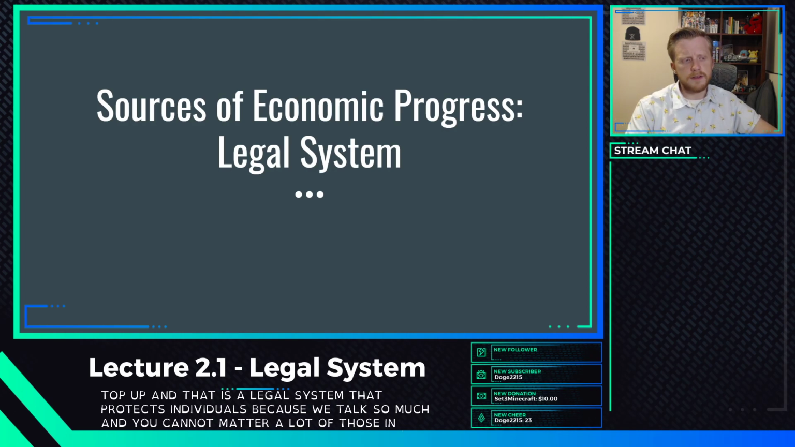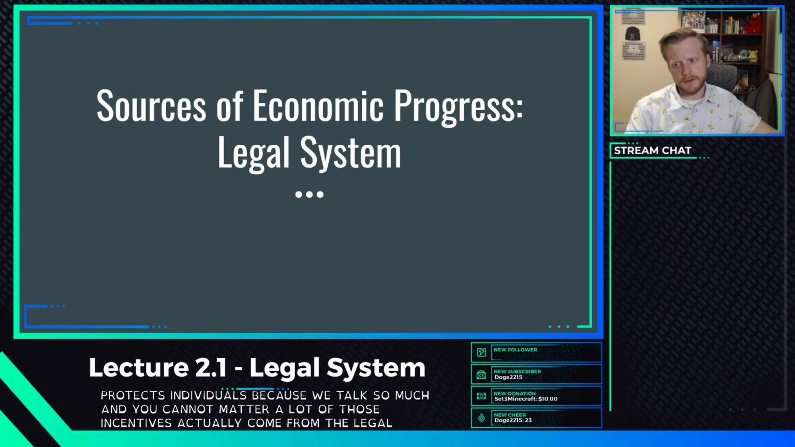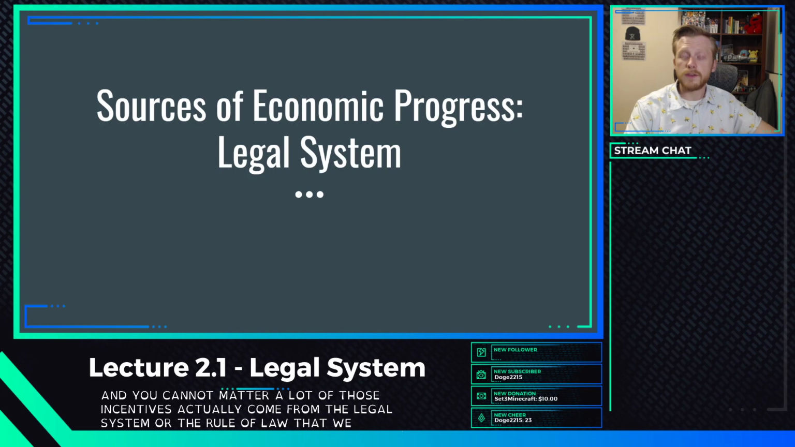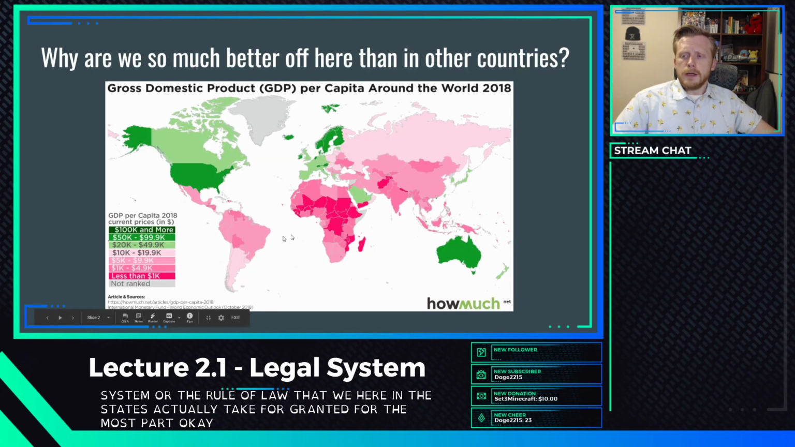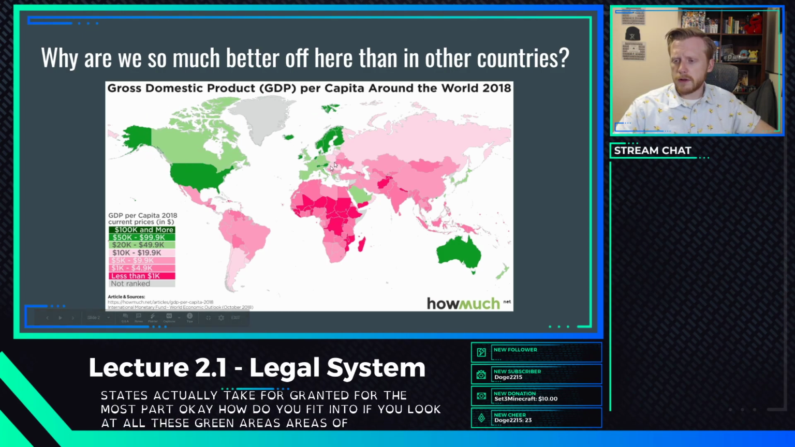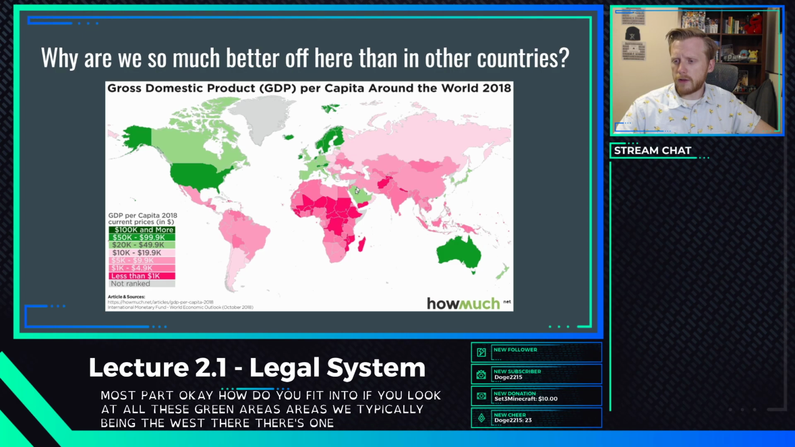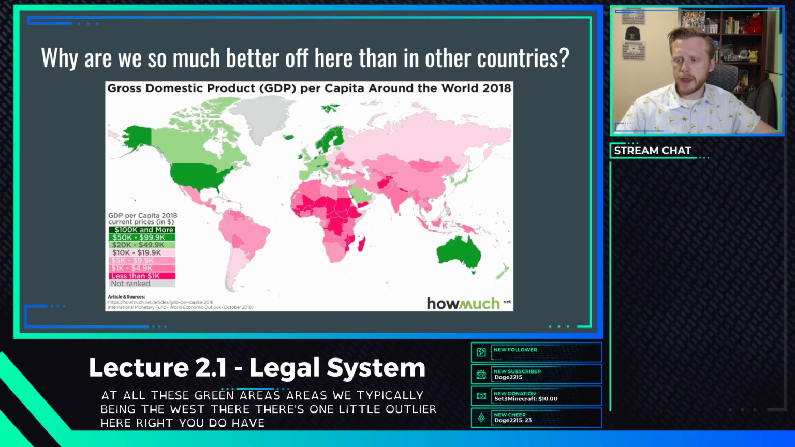A lot of those incentives actually come from the legal system or the rule of law that we here in the States actually take for granted for the most part. Okay? And so if you look at all these green areas, areas that we typically deem the West, there's one little outlier here, right? You do have Saudi Arabia here.